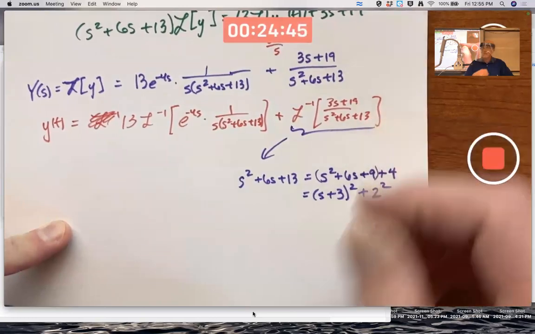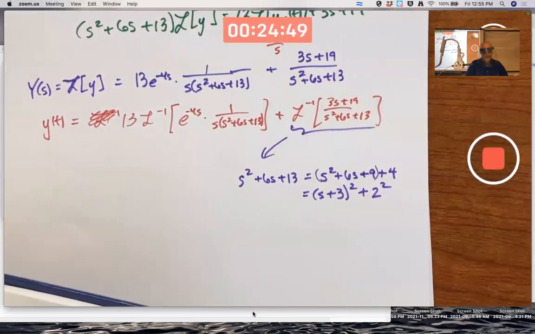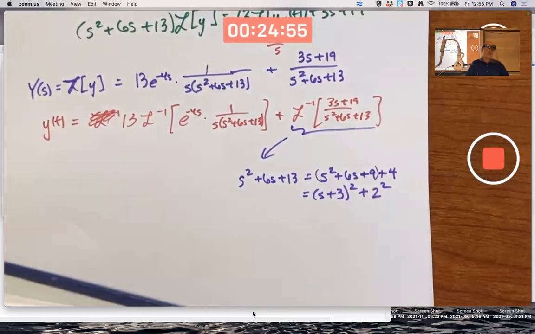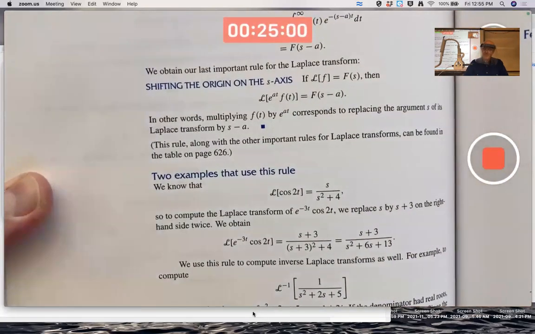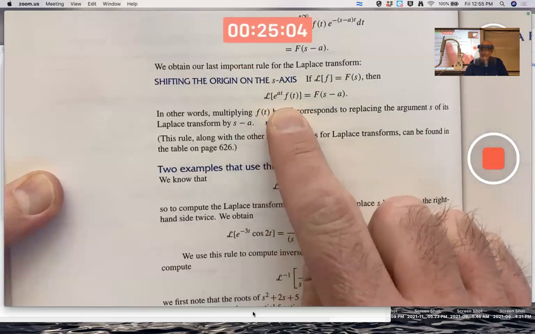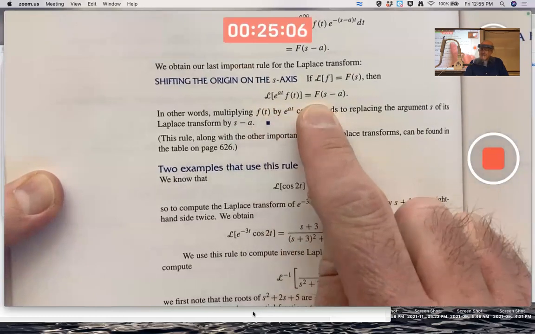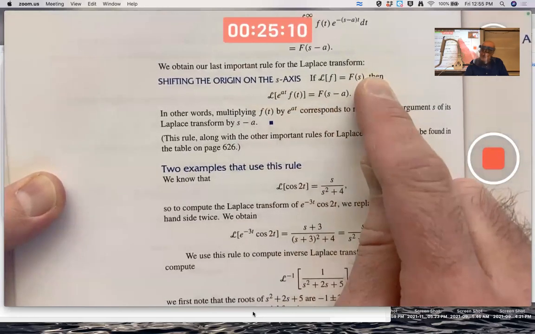That's part of the key to solving this. Another part of it is yet another property. In section 6.2, there's the shifting on the t-axis property. And in section 6.3, there's a shifting on the s-axis property that says the Laplace transform of a function like that, e to the at times little f of t, is capital F of s minus a, where capital F of s is the Laplace transform of little f.